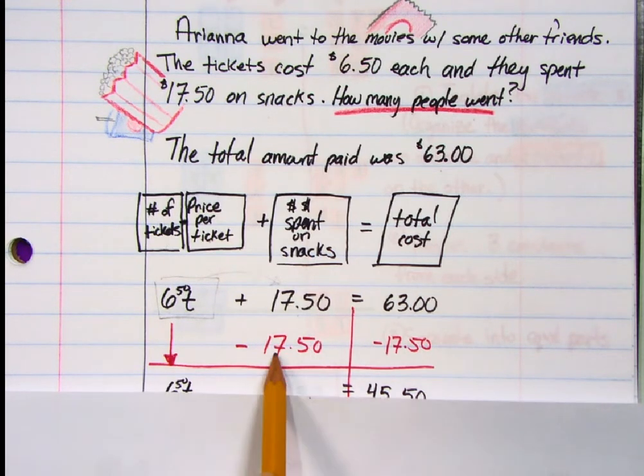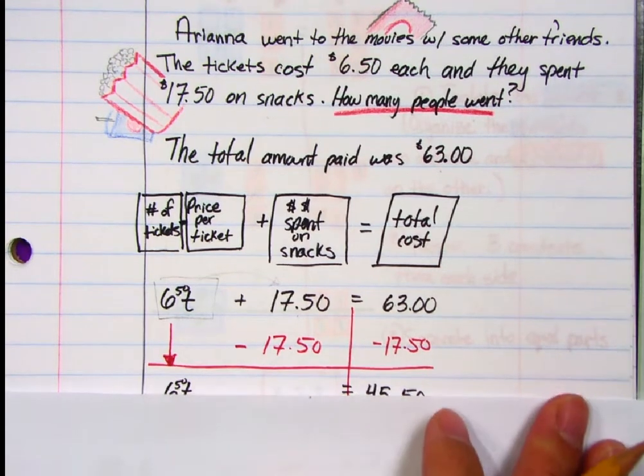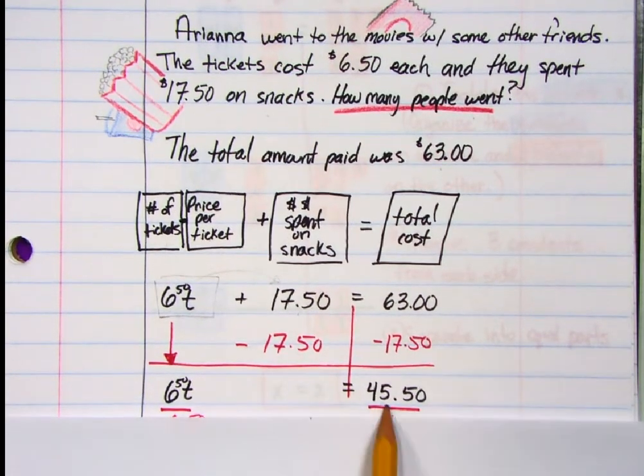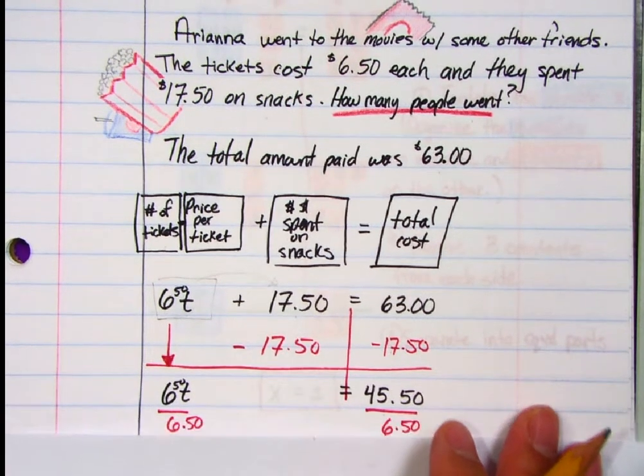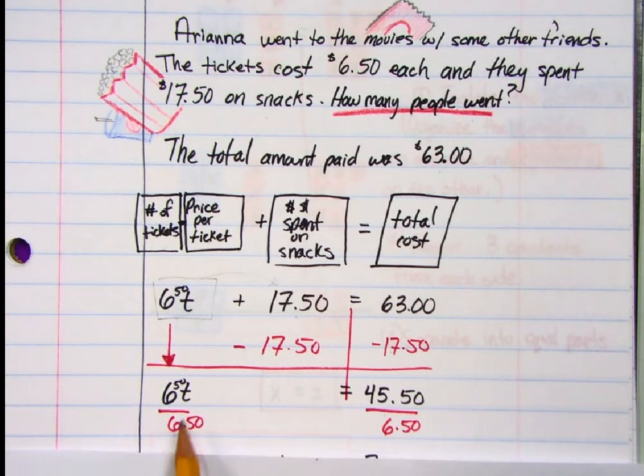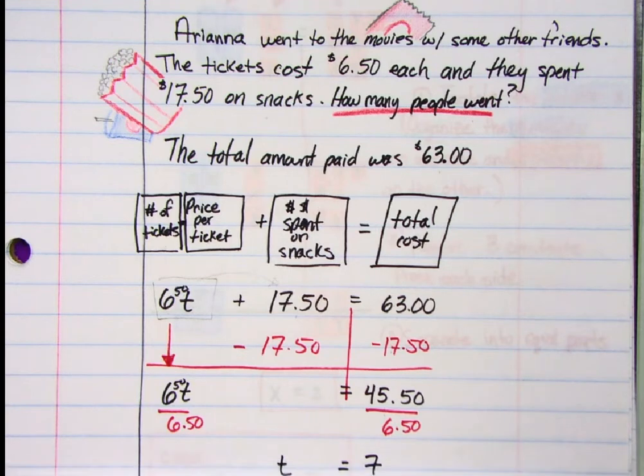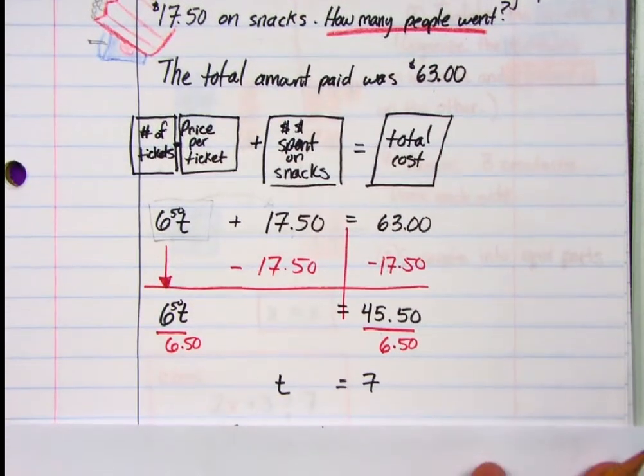So why don't I subtract that from the total? If I subtract that from the total, this amount here tells me how much I spent just on tickets, okay? Because that's the total minus what you spent on snacks. That's the total just for tickets. So, okay, $6.50 times t is equal to $45.50. I divide both sides by the ticket price, right? Because I really want to get this t by itself. So divide by $6.50, and I find out that my answer is 7.